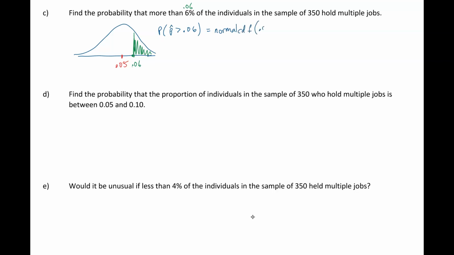Now we're starting at 0.06 and going to the right. So 0.06 up to positive 10 to the 99. Then our p of 0.05, and then that big square root, 0.05 times 0.95, all over 350.